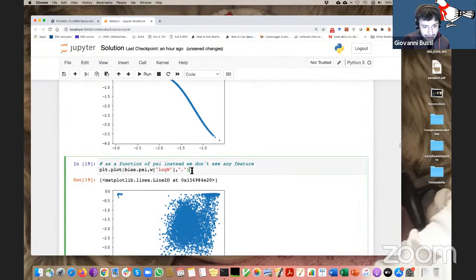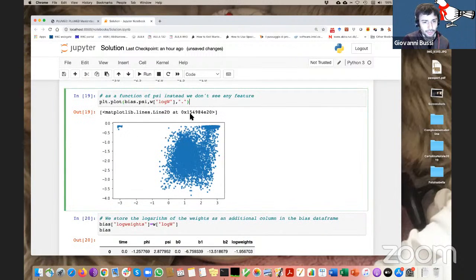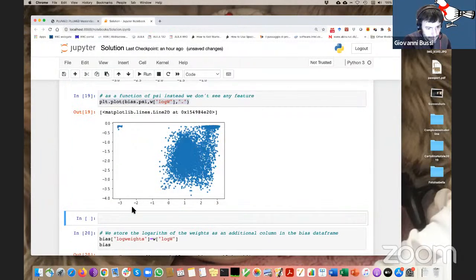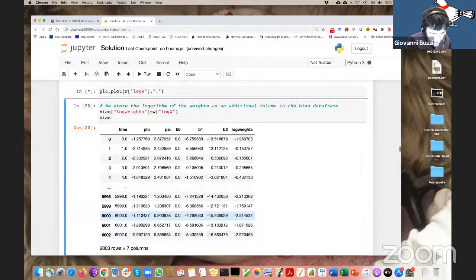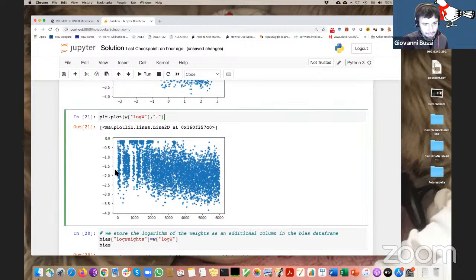Indeed, if I plot the weight as a function of psi, I see a plot like this one, which is much more scattered. Maybe I should have also plotted, and I will add it right now, the weight as a function of the number of the frame, because it's instructive. So these are first frames and last frames. Qualitatively, the first third is the first trajectory, the second third is the second trajectory, the third is the third trajectory.